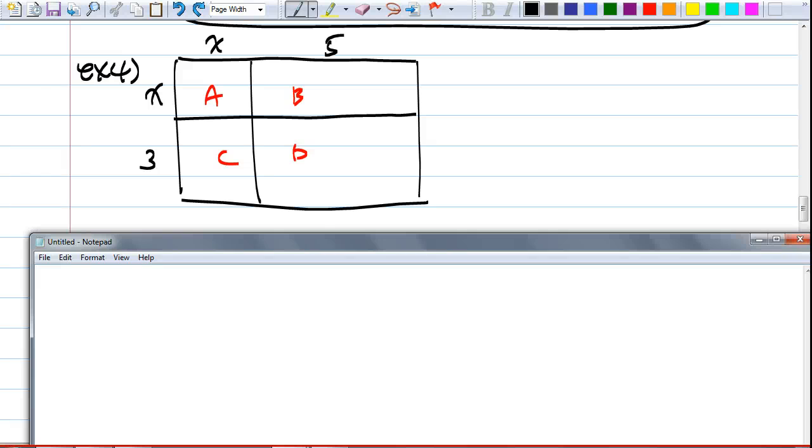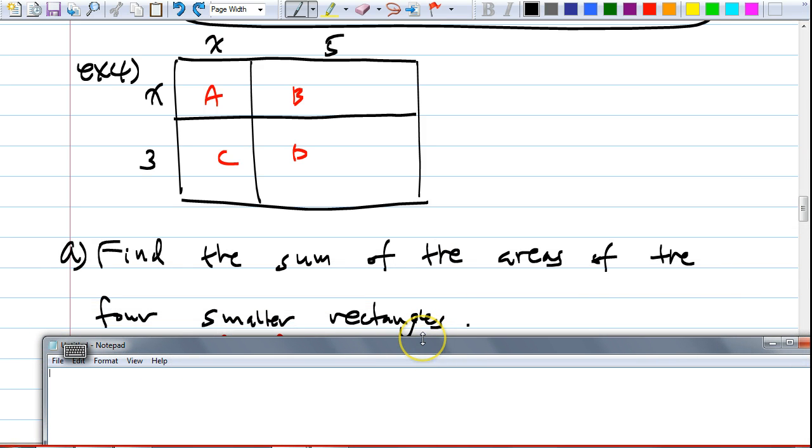So let's change gears and do something like this. Can you see I have 4 rectangles, A, B, C, D, and can you find the sum of the areas of the 4 smaller rectangles? Is that hard or easy? First of all, how do you find the area of a rectangle? Raise your hand if you know.